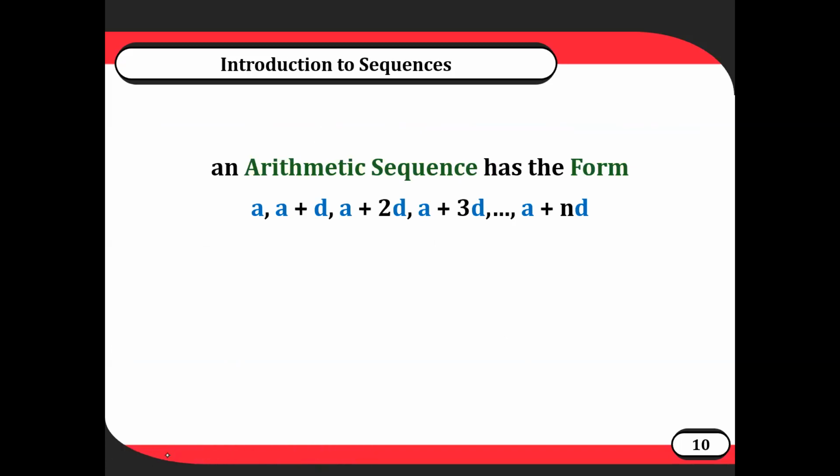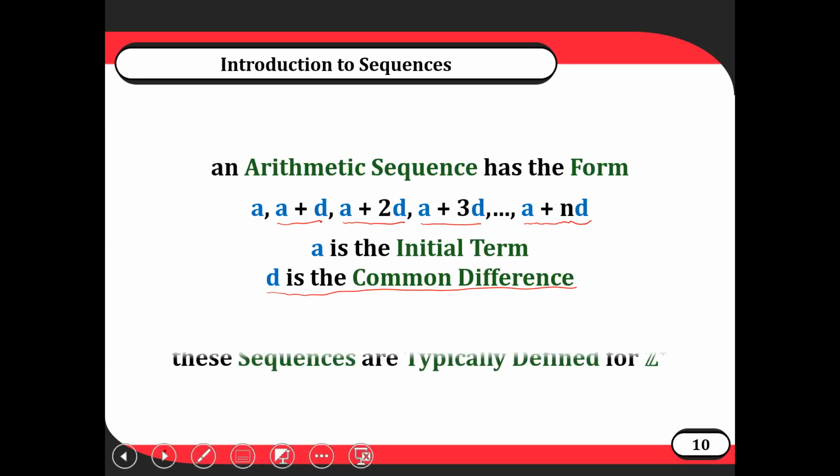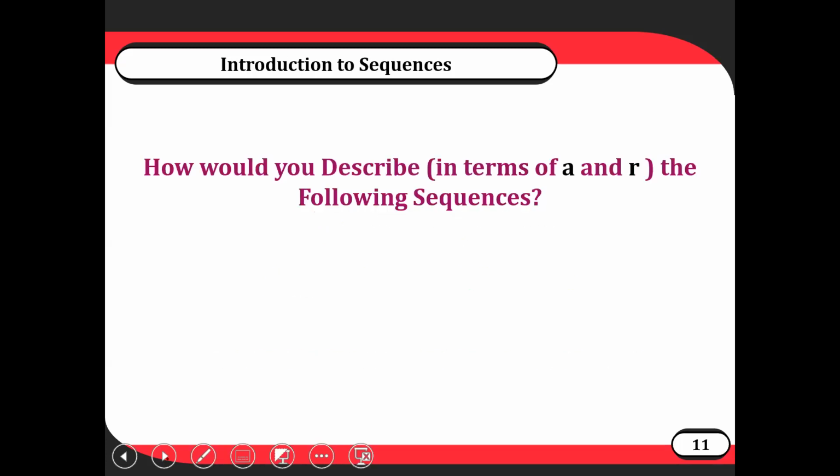So an arithmetic sequence has the form a, a plus d, a plus 2d, a plus 3d, up to a plus nd. We're no longer dealing with these geometric sequences with the factors. Now a is still the initial term, but d is the common difference. So the difference between the previous term and the next term is d. We just add d to it. And these sequences are typically defined for n from 0 through whatever, again.